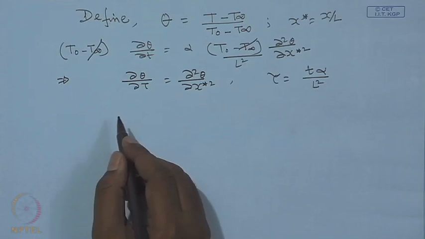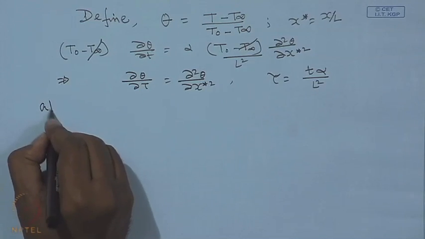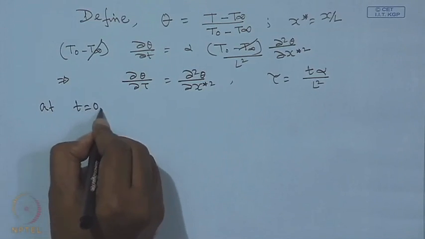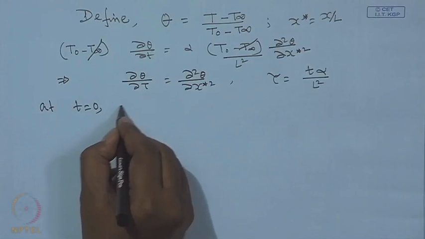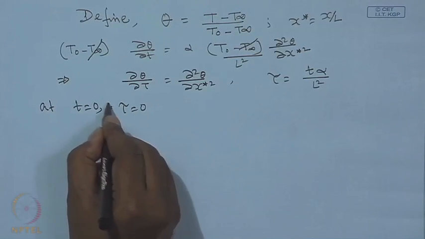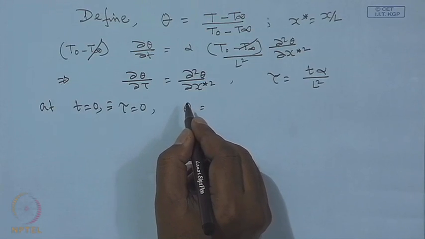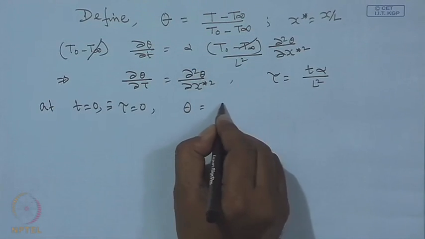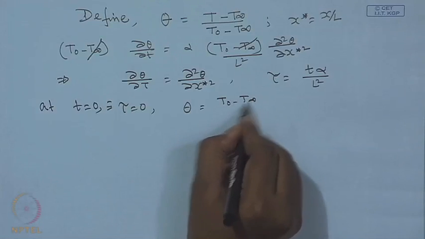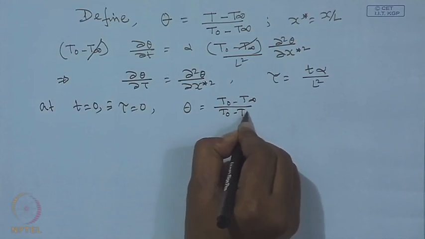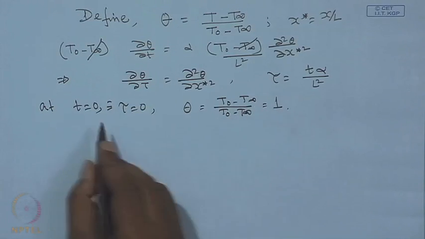That is the non-dimensional tau. Let us look into the boundary condition and initial condition at t equal to 0. That means, at tau equal to 0, theta was t equal to t naught. So, you just put t naught minus t infinity divided by t naught minus t infinity. So, theta is equal to 1.